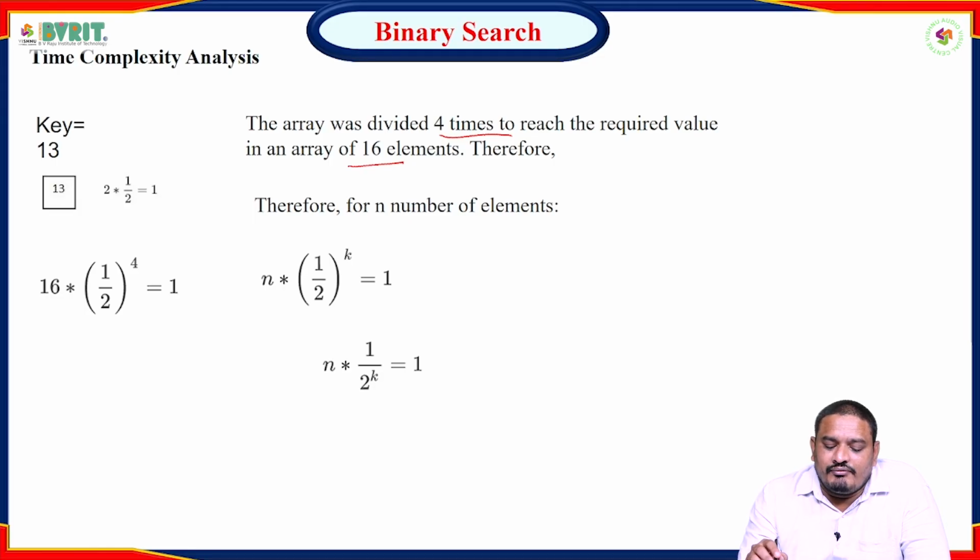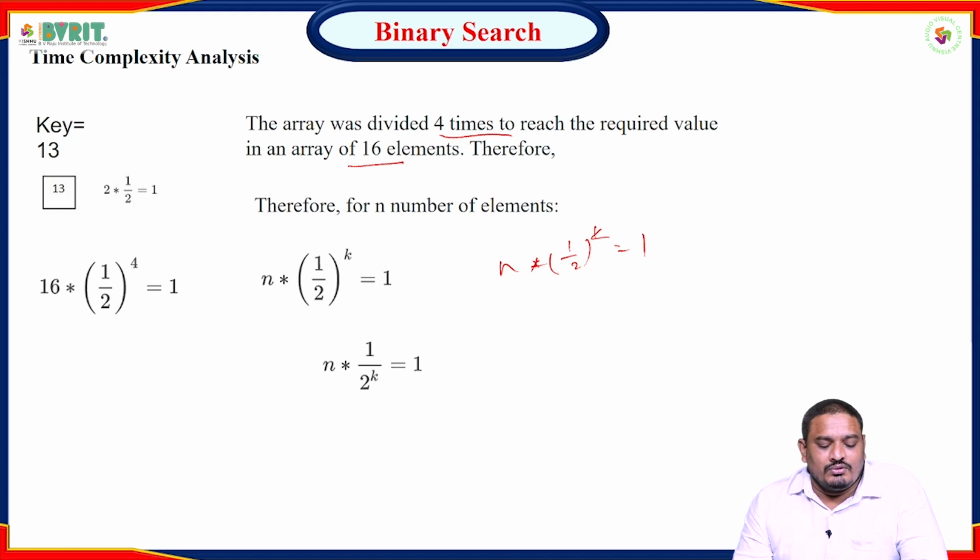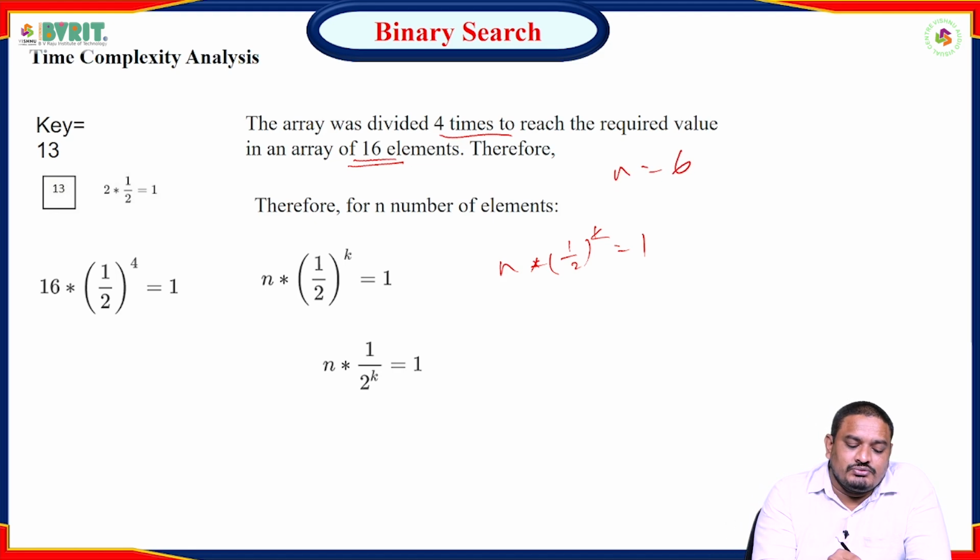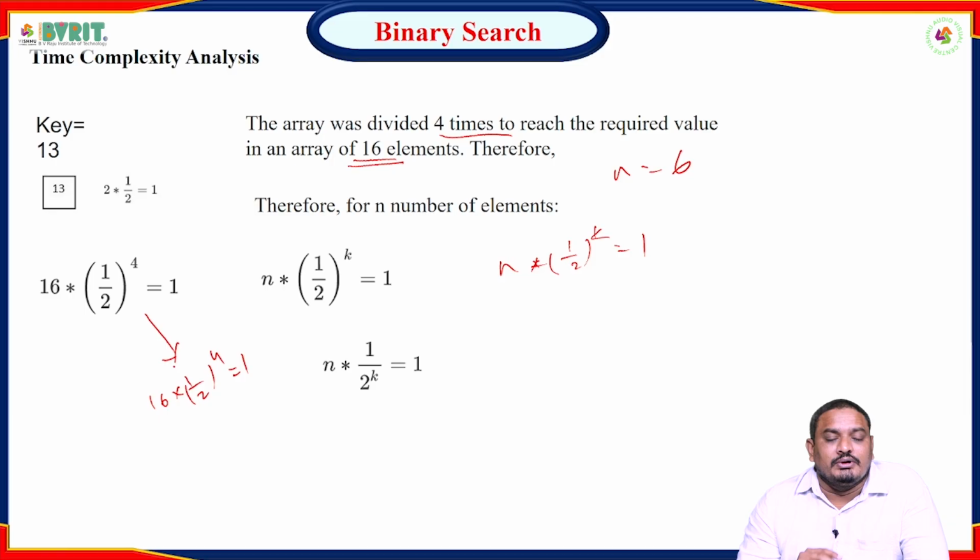The required array has 16 elements. Therefore, the number of elements is n into 1 by 2 power k, that is 1. Here n equals 16. We substitute this into the equation: 16 into 1 by 2 power 4 equals 1.